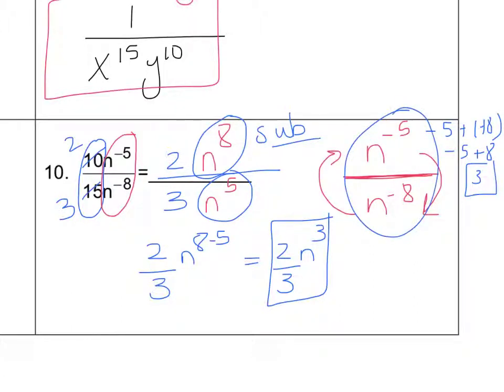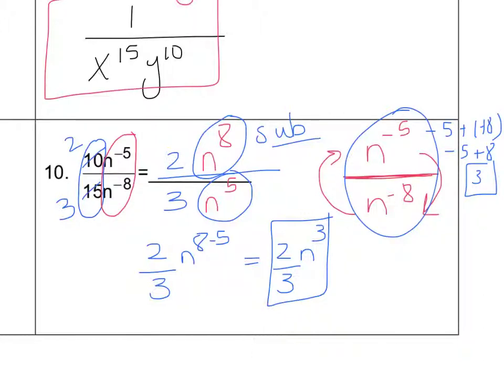Or you can just switch the n's, much easier to subtract 8 minus 5. So let's repeat. Every time you have negatives, you have to switch its place in the fraction. So this has to go down to the denominator, and this has to go up to the numerator. Once you move them, they lose the negative exponent and they become positive.